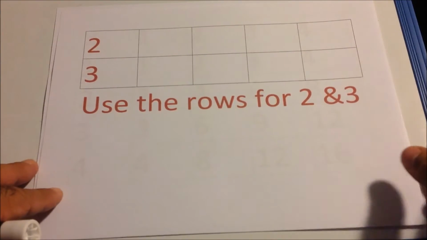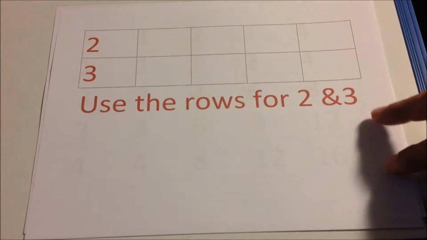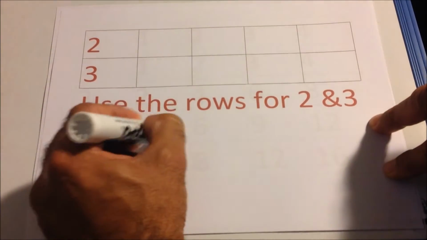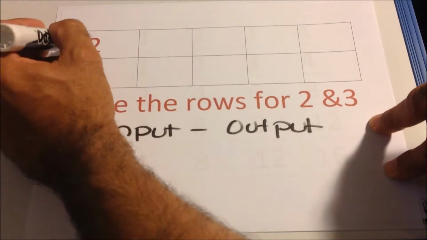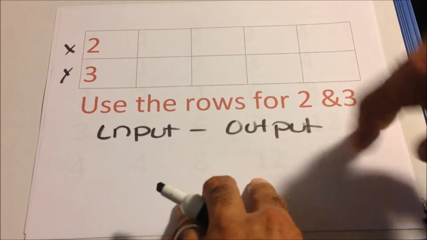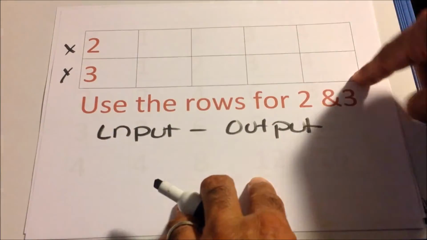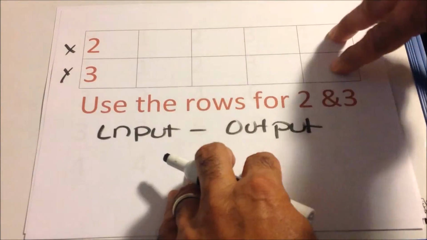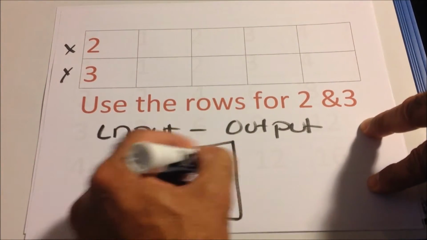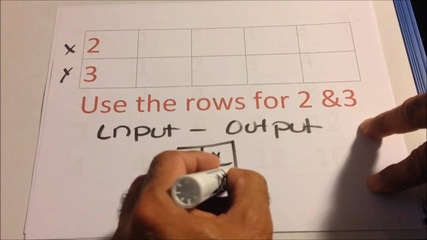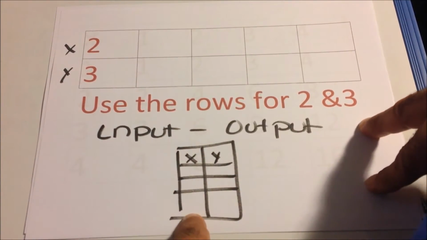So you can use the multiplication table to make this, an input-output box. Input, output. It's also called an X and Y box. The X is always on top, and the Y is on the bottom. Now, this is horizontal. It could also be vertical. You can also see it like this sometimes. The input outputs, and the X is always on the left.